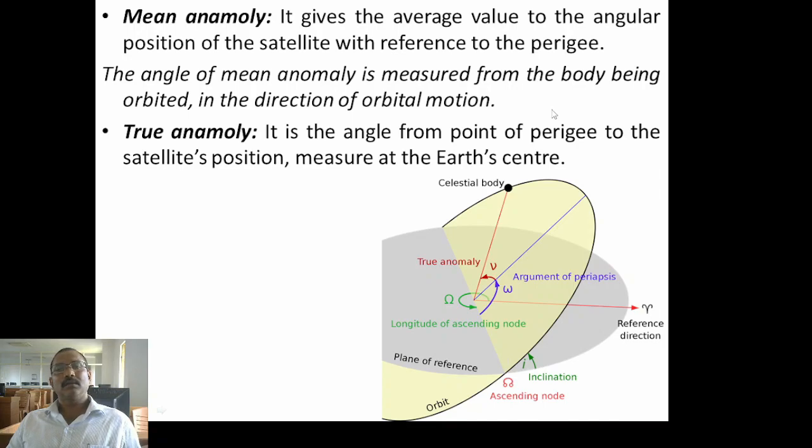True anomaly is the angle from the point of perigee to the satellite's position, measured at the Earth's center. So it is the angle from the point of perigee to the satellite position, measured at the Earth center. So, mean anomaly and true anomaly.